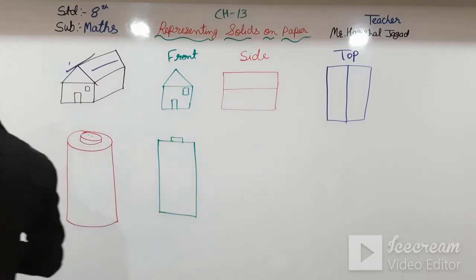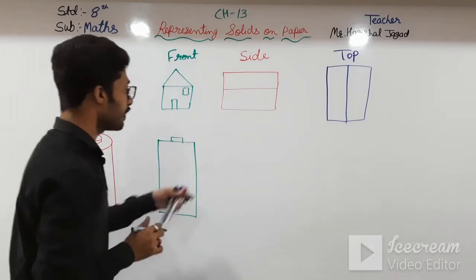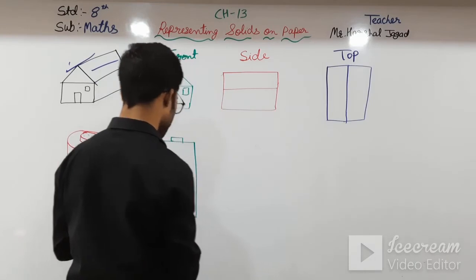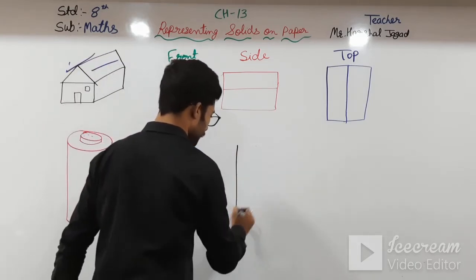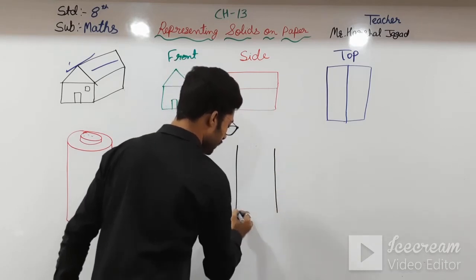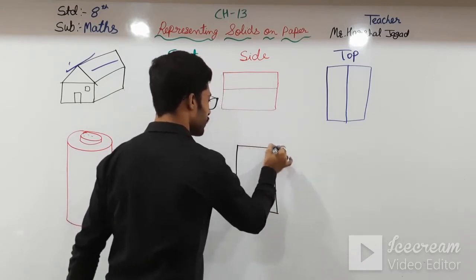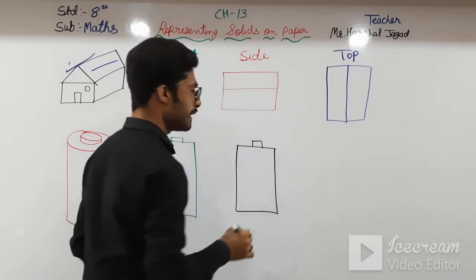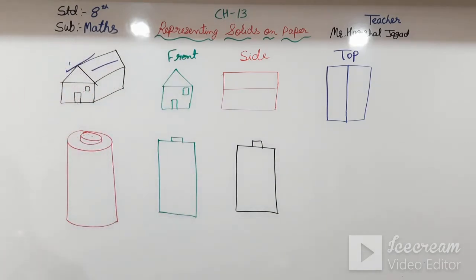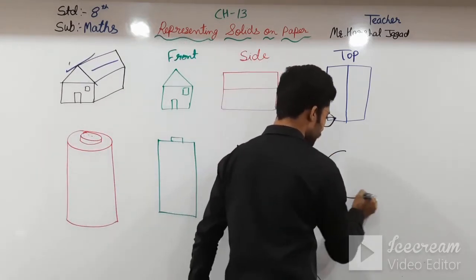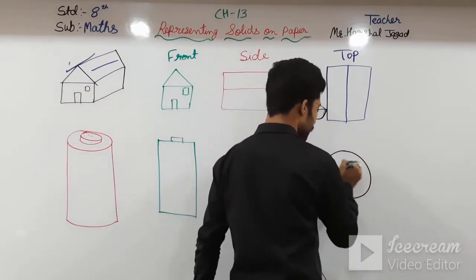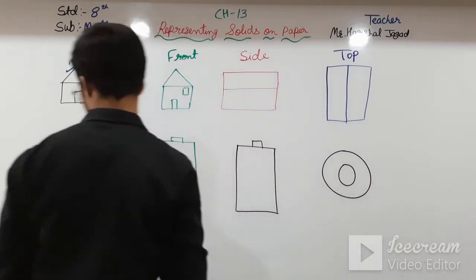So this is the front view, and then comes the side view, that will also be like this, because it is a circle shape. If you see from any side, it will be the same. And then the top view, you can see from the top, like this. This is the top view.